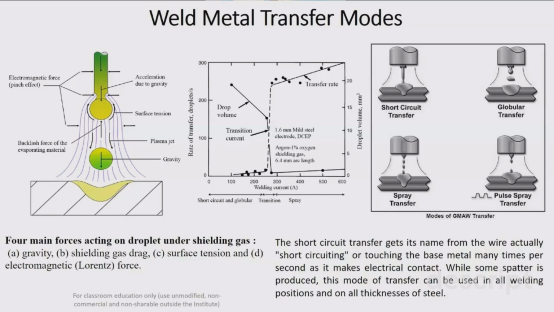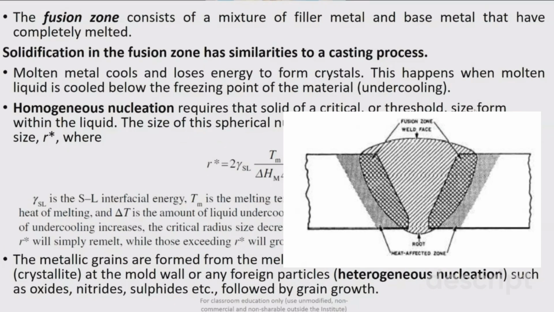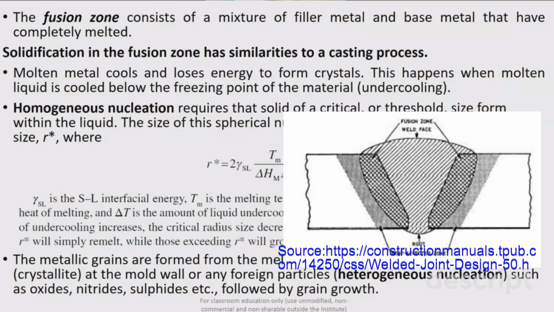Now we will study how the solidification of weld metal takes place in welding. So where is the solidification taking place? The solidification is taking place in the fusion zone, which is a mixture of filler metal and the base metal that have completely melted. In the fusion section, your weld metal, which has been deposited from the melting of the electrode, is getting solidified.